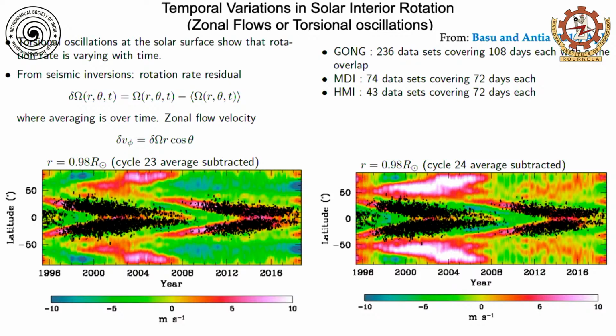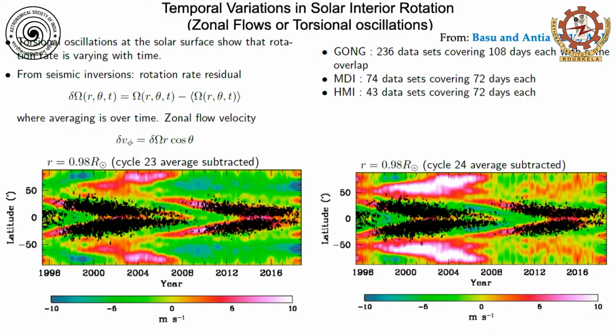So the rotation is not constant. Most of the results here are attributed to work widely done by Anthea and his team. What is shown here is that if you make the measurement of differential rotation on the sun, take an average over a solar cycle, and subtract it from each monthly measurement, you see this pattern. What is shown here is the so-called torsional oscillation of the sun.